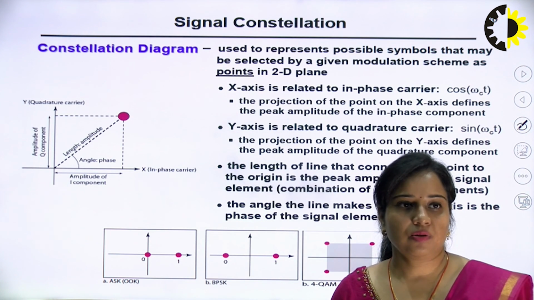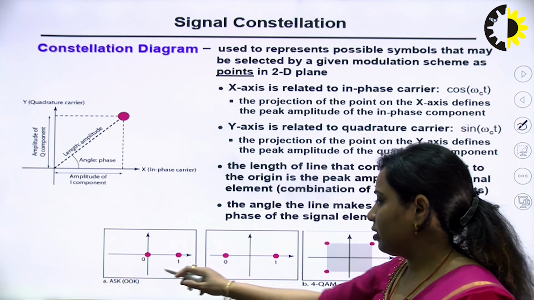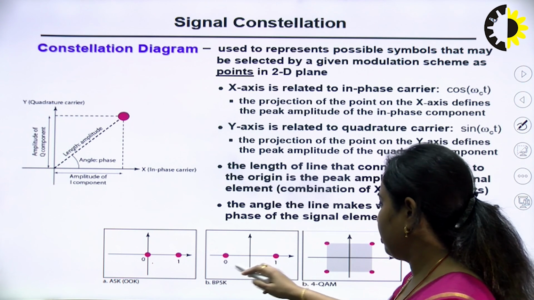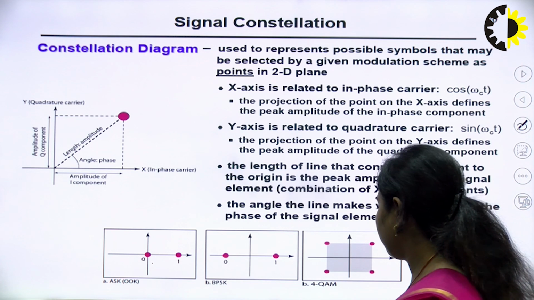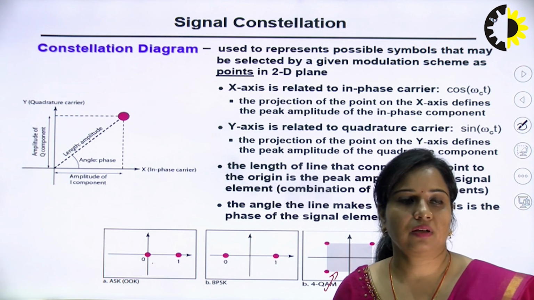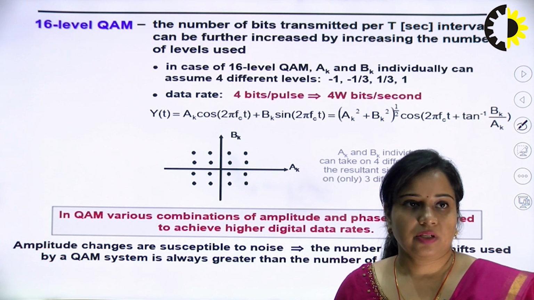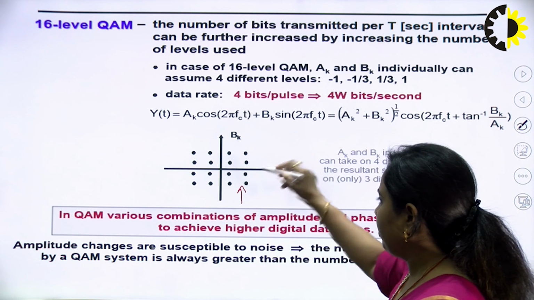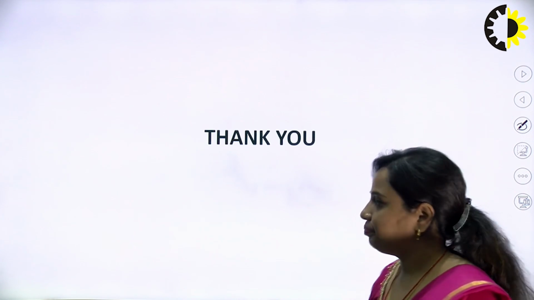Last one is the signal constellation diagram. Now, you can see that in this case for ASK we are having 2 points, for BPSK there are 2 phases, that is before the origin and after the origin, and this is how 4 QAM will be there. 4 points are there in this constellation diagram. Next is 16 level QAM. When the number of points is increased, then this will be AK and this will be BK. So, this is somewhat like a square only.